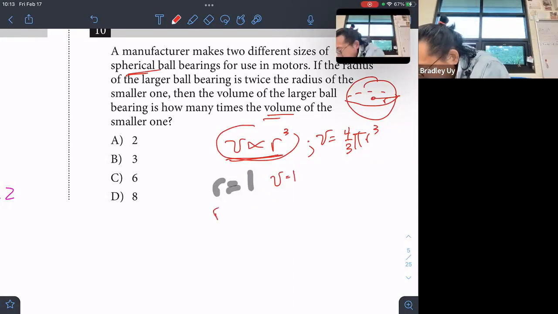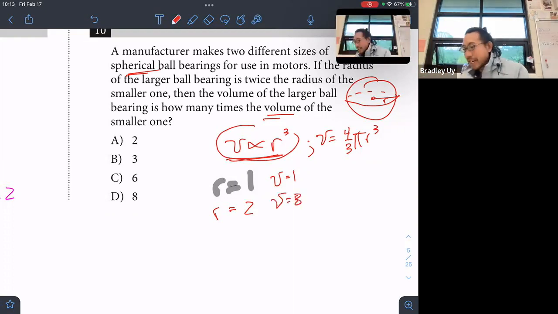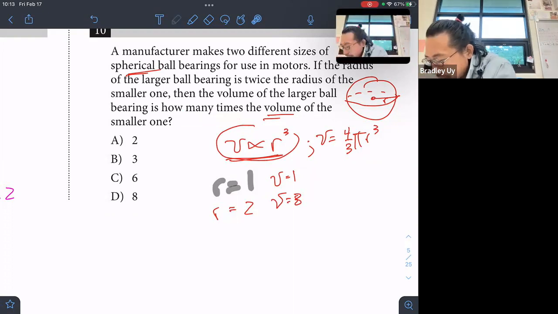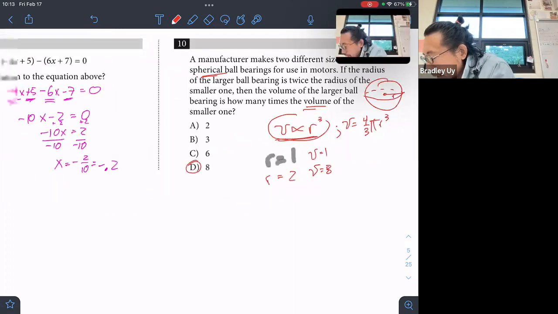And if you double the radius, for example, you make it 2, you're going to plug in a 2 here, and you're going to cube it, and so now the volume will be 8. So doubling the radius simply increases the volume by a factor of 8. By how many times will the volume be bigger? So the right answer is D. And that involves an understanding of proportionality.